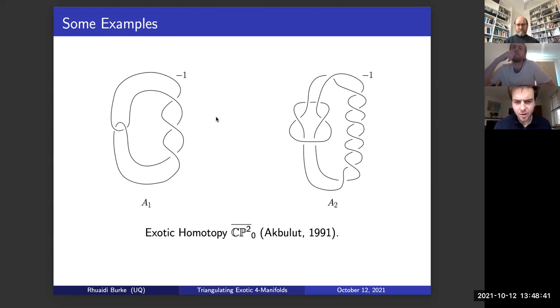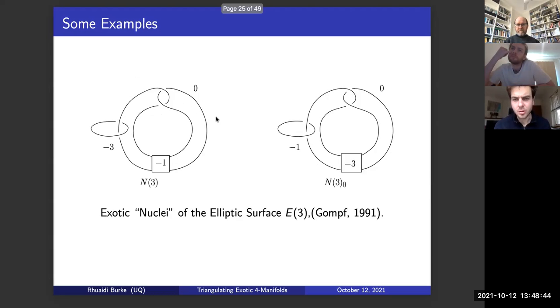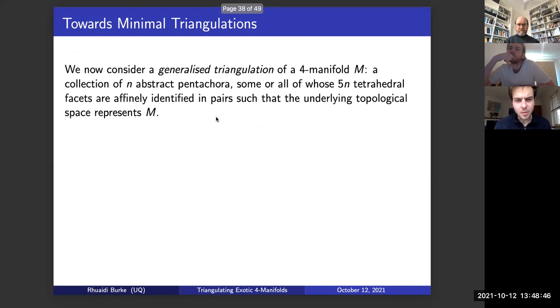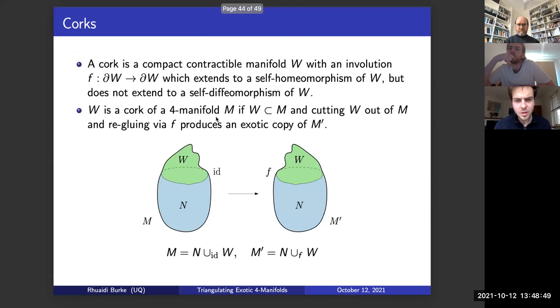Then later on, with the Akbulut cork, you use a boundary diffeomorphism. There's an involution on the boundary, and because it's on the boundary, you're in three-manifold world, and in three-manifolds, homeomorphism is diffeomorphism. So you've got a diffeomorphism on the boundary of the cork. It extends to a homeomorphism of the whole thing, but not a diffeomorphism of the four-manifold. Ah, right. So this is how you can show non-diffeomorphic.